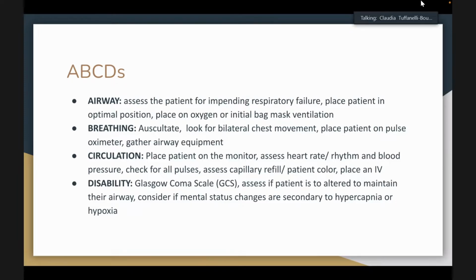Circulation, if they're anemic, somebody has an arrhythmia, if they're losing blood from somewhere, and then disability. And for some, that's just looking at whether their dyspnea is so profound that it's causing altered mental status.